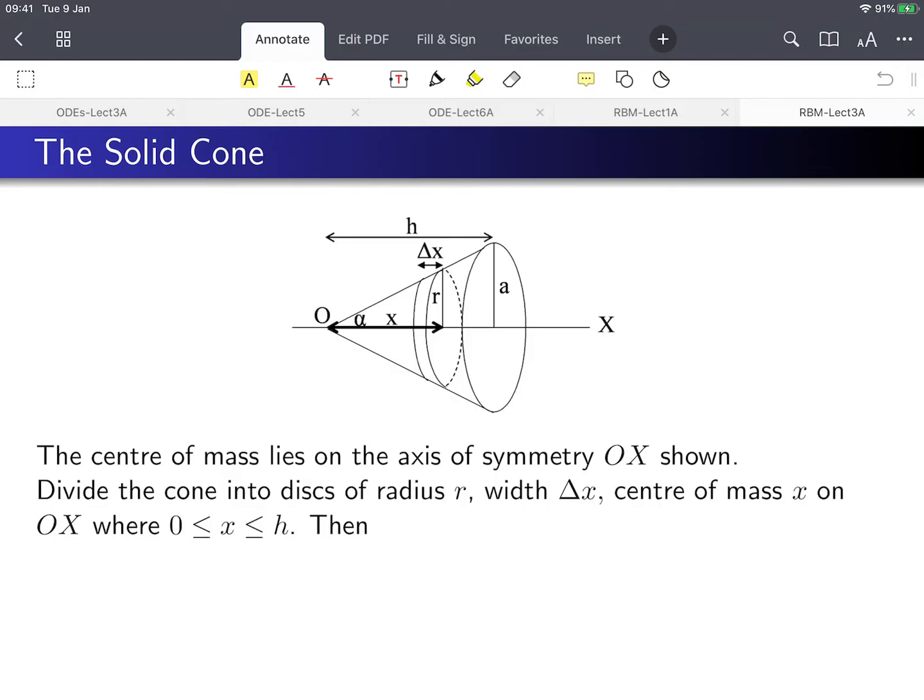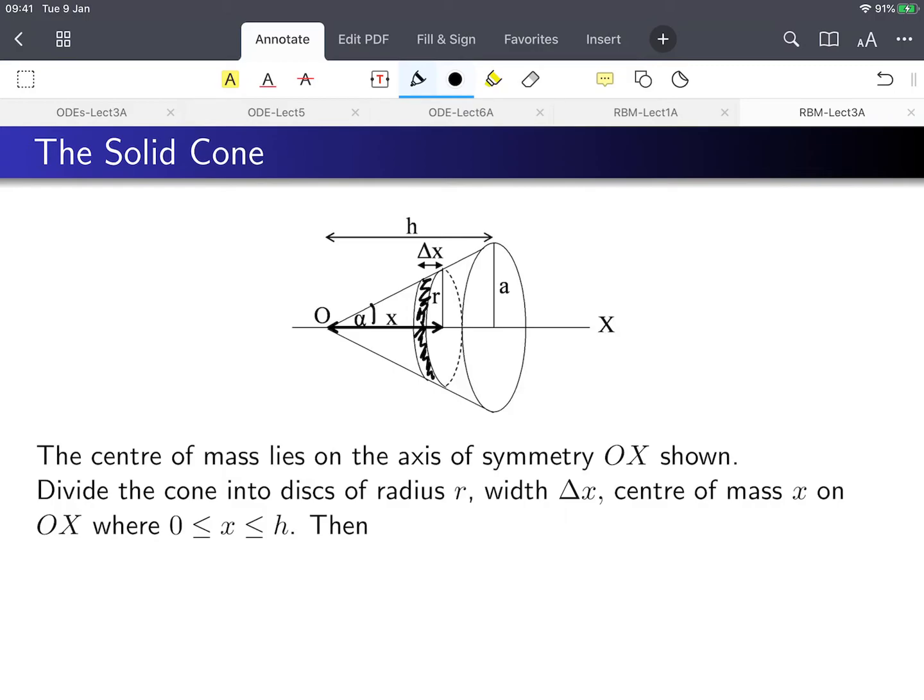Let's look at the cone now, a solid cone. We don't know where the center of mass is, but if we divide it into disks, then we know where the center of mass of each disk is. If I have tiny disks of width delta x, I can easily find the center of mass of each disk.